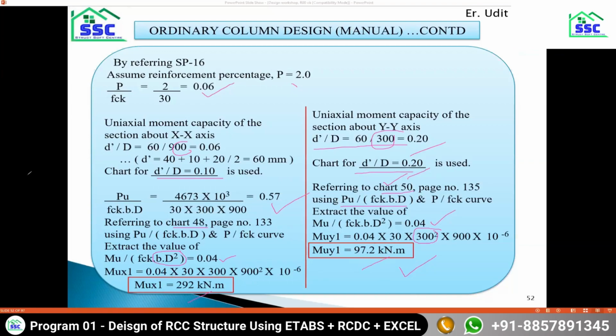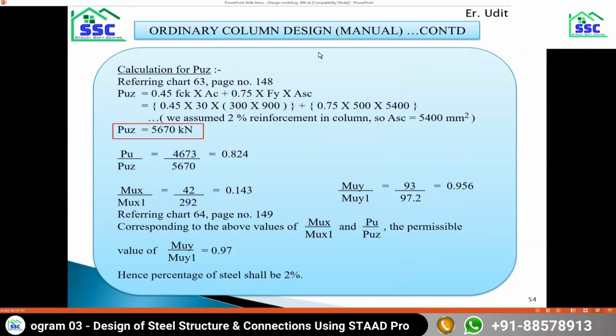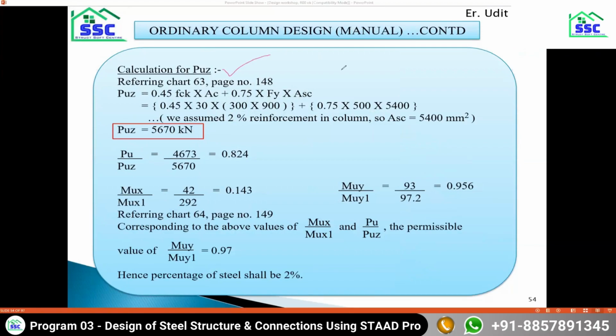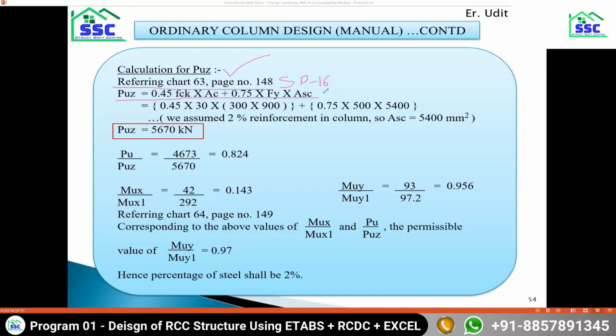So now we have found out our bending moment capacities using the assumed percentage of steel. And now I think this is very much known to everyone, because this is in our academics itself and it is given in detail. Now we have to find out the value of Puz, referring to chart 63 on page number 148 of SP16. So if you find out this value of Puz, it is also given to us by a formula 0.45 fck Ac plus 0.75 fy Asc.